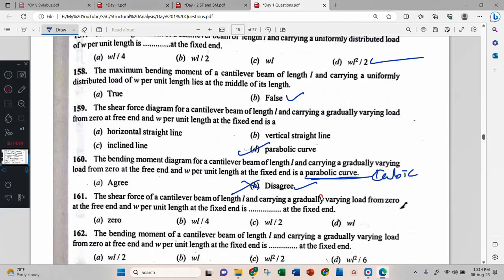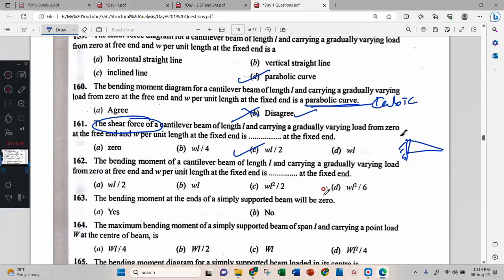Shear force of a cantilever beam of length L carrying gradually varying load from 0 to W is... shear force for UVL, how much? WL by 2. WL by 2. Correct?